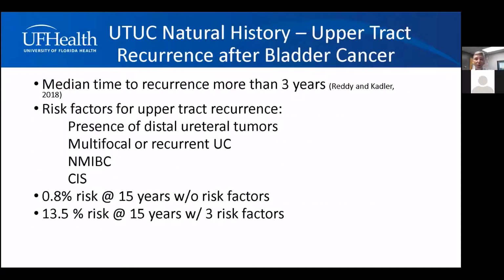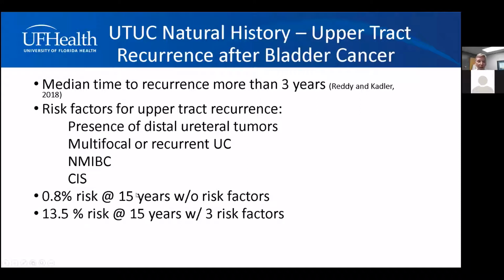Risk factors for upper tract recurrence include the presence of distal ureteral tumors, multifocal recurrent UC, non-muscle invasive bladder cancer, and CIS. This is brought out in this paper. And the recurrence time, so you have to be mindful of this, can be more than 3 years. So when you're following a bladder cancer patient, you have to always be thinking about the upper tracts. And these risk factors are really important.